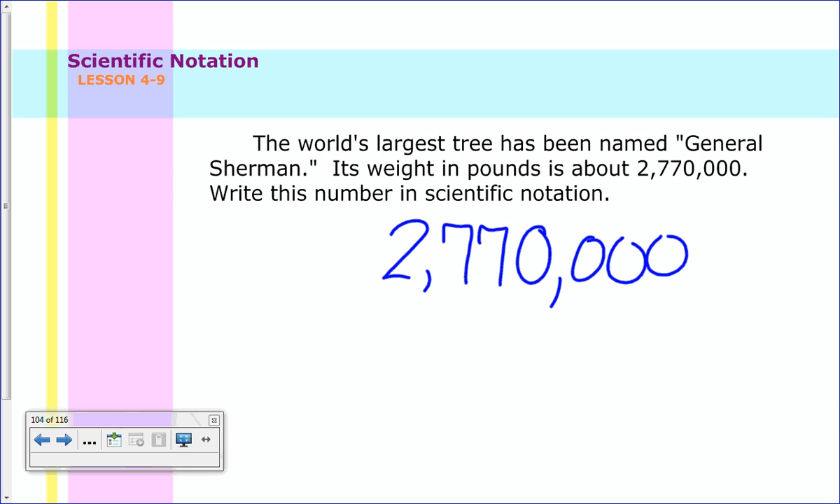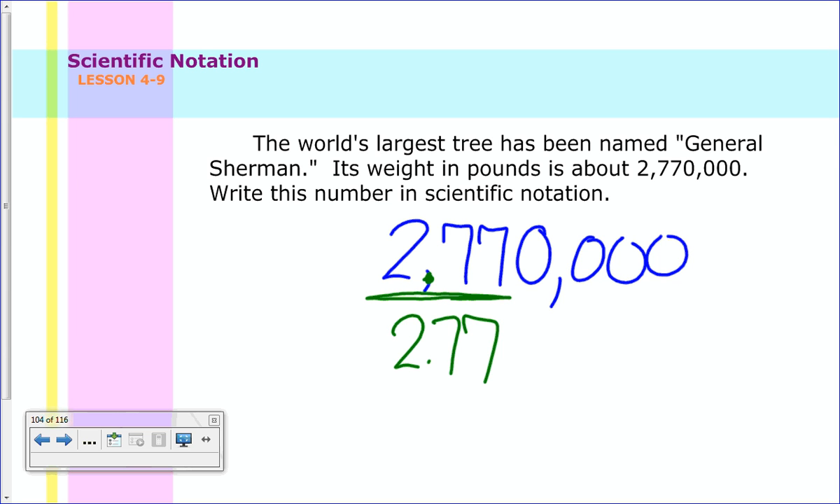Write this number in scientific notation. Well, again, we need to figure out where our decimal goes. We want a number bigger than 1 but less than 10. Here is where it would go: 2 and 77 hundredths, 2.77. And again, you look at any number that isn't a 0 in here, that are together here.